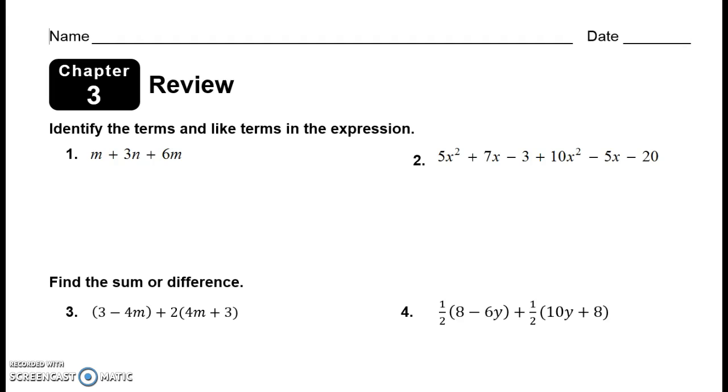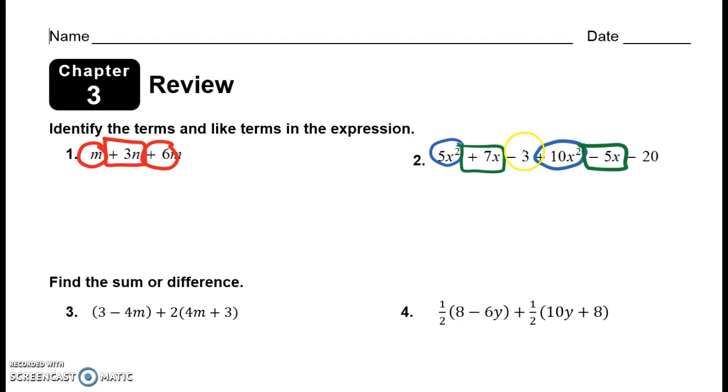Number 1, identify the like terms in the expressions. Remember, like terms have to have the same variable. You also need to remember to circle the sign that goes with the number, and you're just identifying, so that's it for number 1. Number 2, 5x squared is a like term to plus 10x squared, and plus 7x is a like term to minus 5x, and, get a different color, negative 3 is a like term to negative 20.